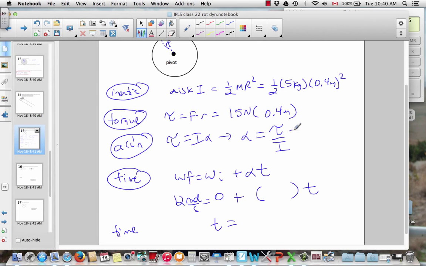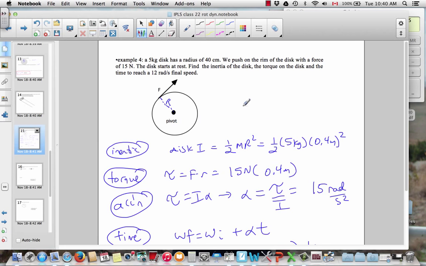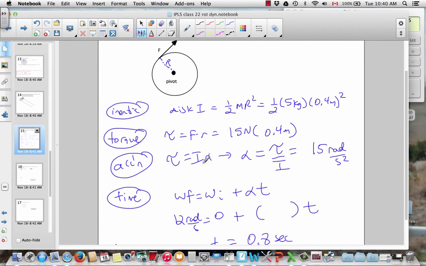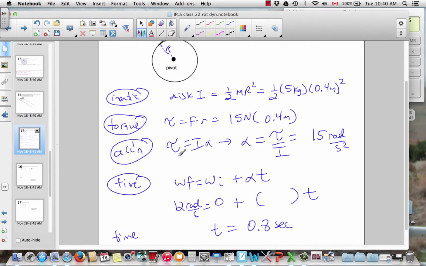The time to reach 12 rads per second from rest will be given by this expression here. Now, you should be able to show that your acceleration works out to be 15 rads per second squared, and therefore that your time is 0.8 seconds. That's the final answer here. So that's a fairly straightforward problem in angular dynamics. You see there's quite a few straightforward steps all put together to get the final result.